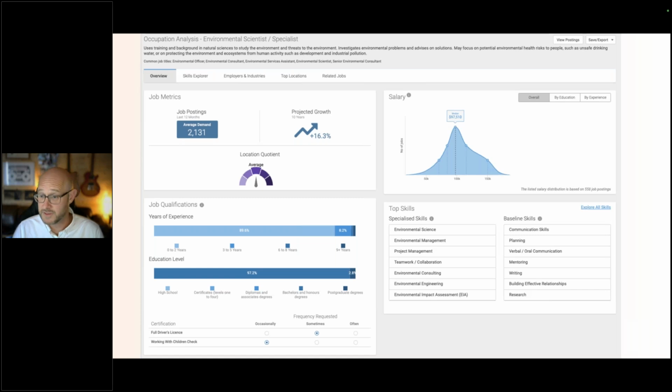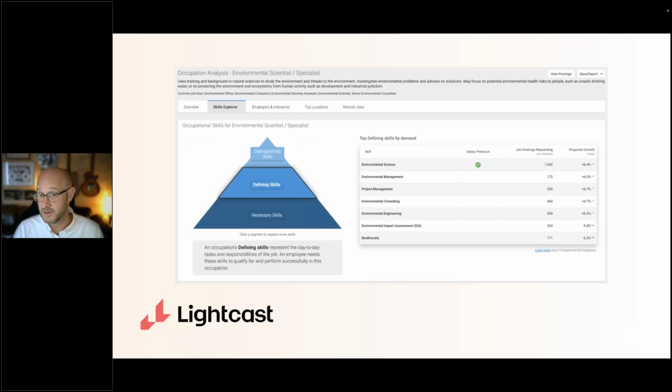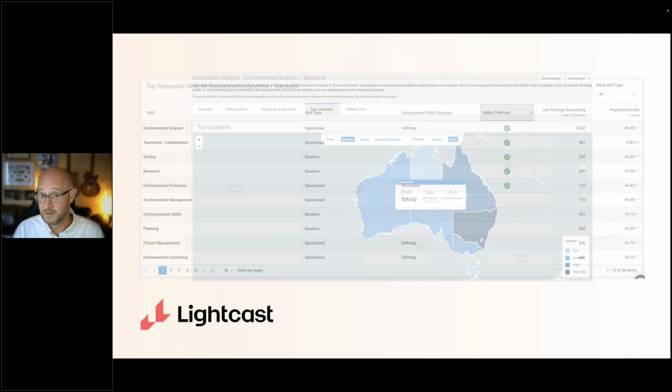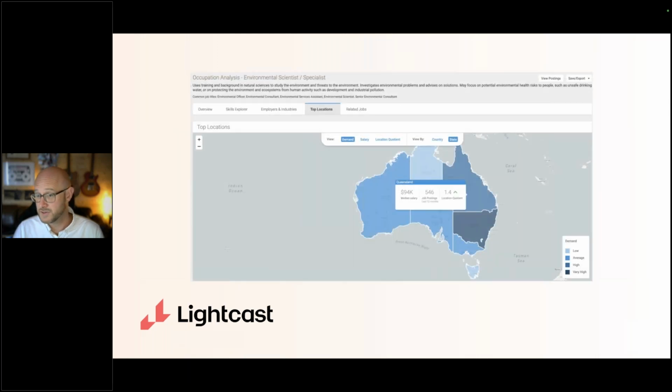We can then explore those skills in more detail, providing insights into the skills most commonly requested, and also those which potentially offer a salary premium. We can then dig deeper into these skills, observe projected growth, and analyse these further. Here in Australia, we can observe differences in demand across different states to see where salaries are higher or lower and how demand varies in different regions.